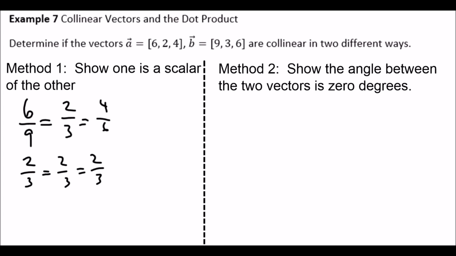All right, example 2, show that the angle between the two vectors is 0 degrees. So this is going to take a little bit more work. So here I need to find the angle.